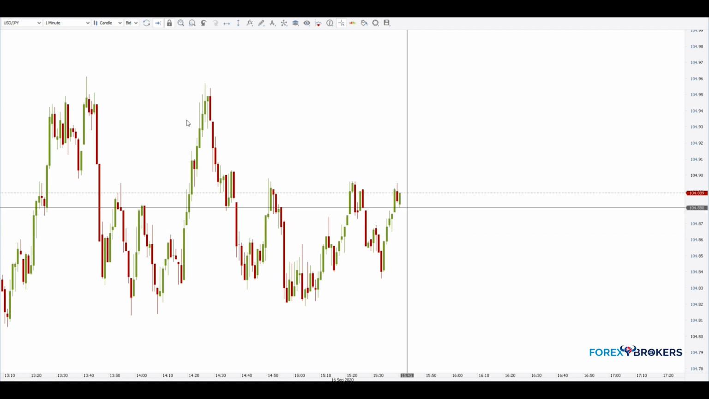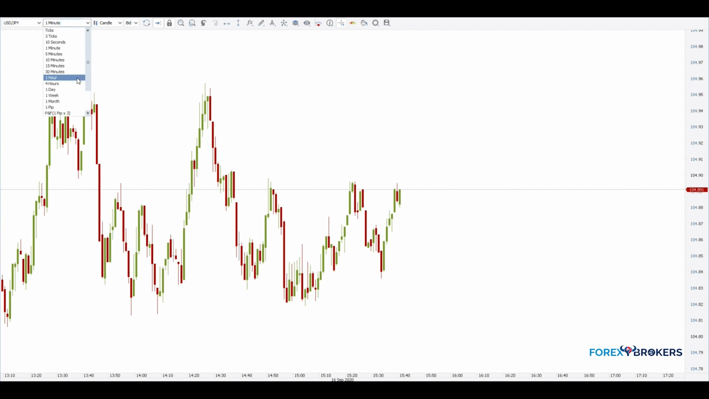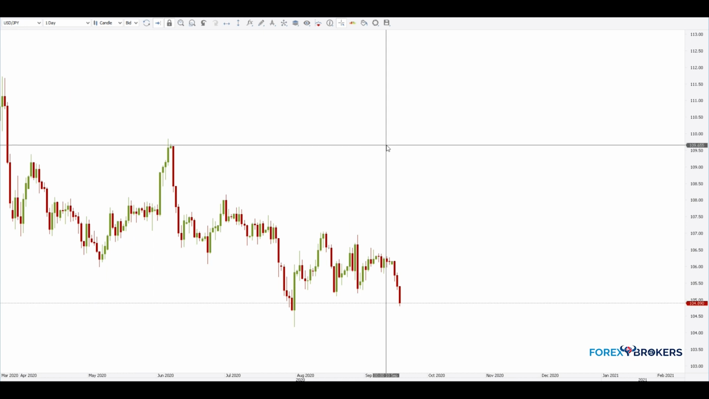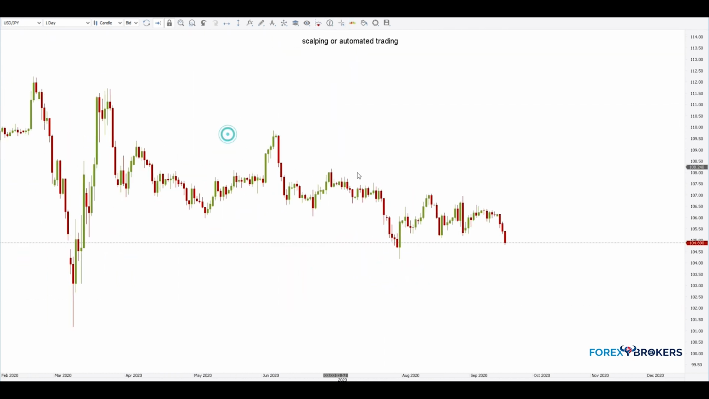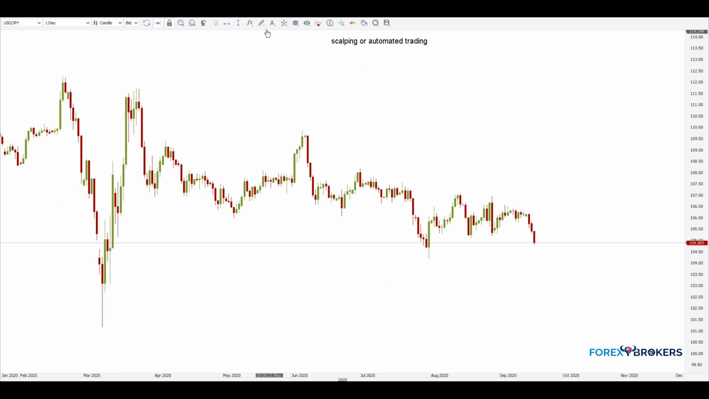Another trading style is called, let's go here on the daily chart. So on the daily, we said that we have scalping or automated trading. Another trading style is called swing trading.